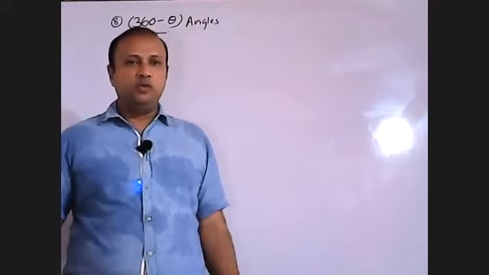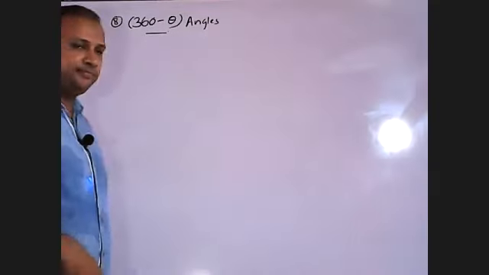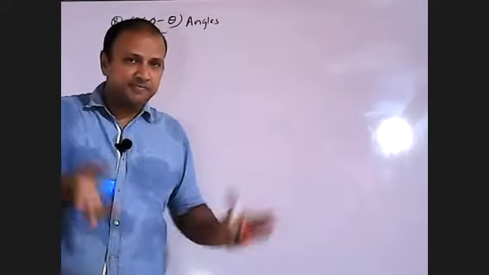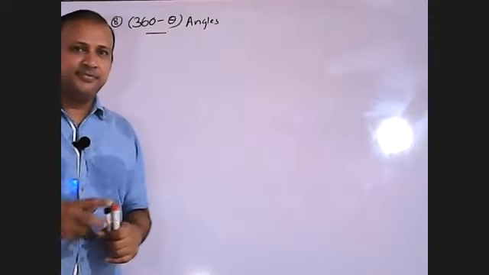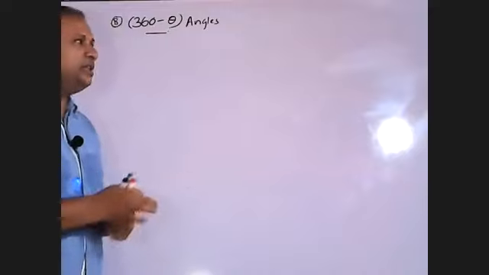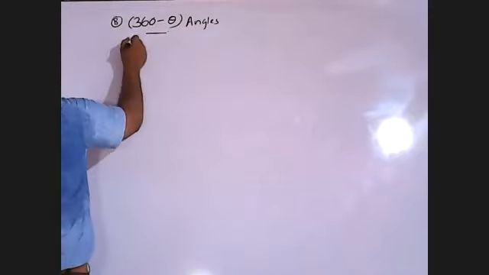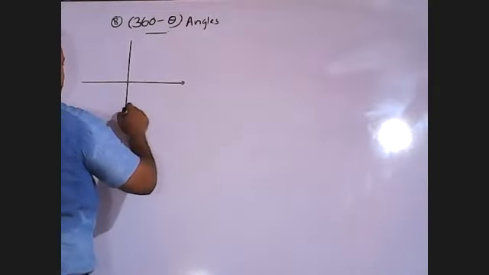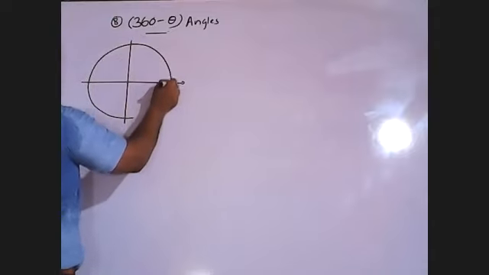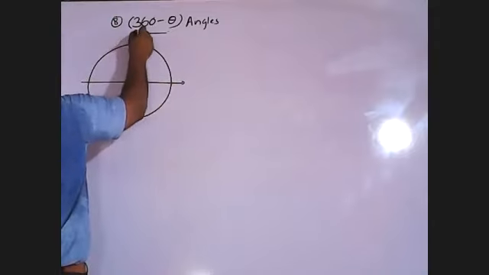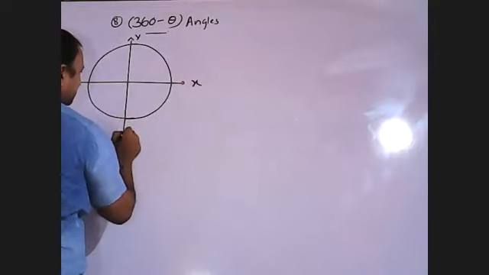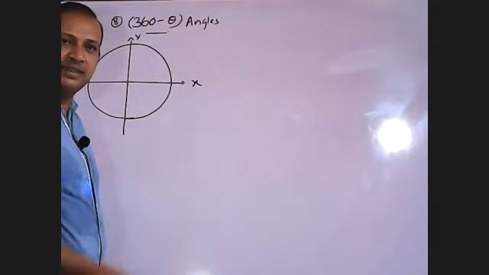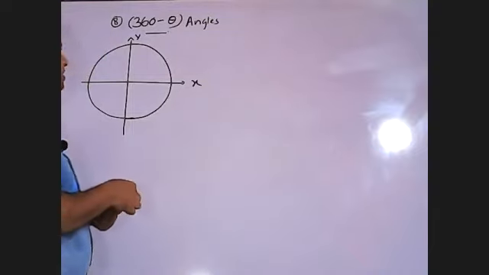Okay, look at the board again. 360 minus theta. What is the first step? Drawing the unit circle. Yes, first I have to draw the unit circle, with Y and X axes. Then the second step: finding the theta angle. Yes, very good.